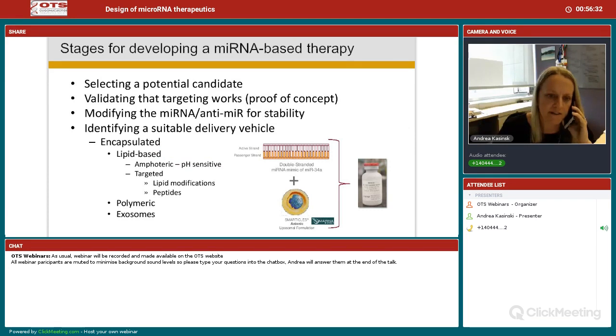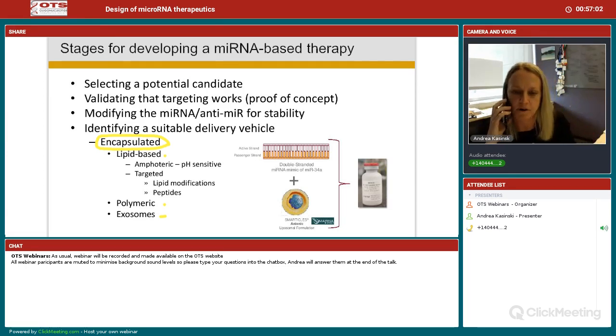And so I'm going to subclassify these delivery vehicles into two classes. One's essentially a class that we refer to as protected or encapsulated, and the other class will be the unprotected class. So the encapsulated class is probably historically the most commonly used. That includes lipid-based molecules, polymeric molecules, and more recently exosomes. And for some of the lipid-based ones, this is the class that was taken into clinical trial with miR-34 in the context of a SMARTicle.